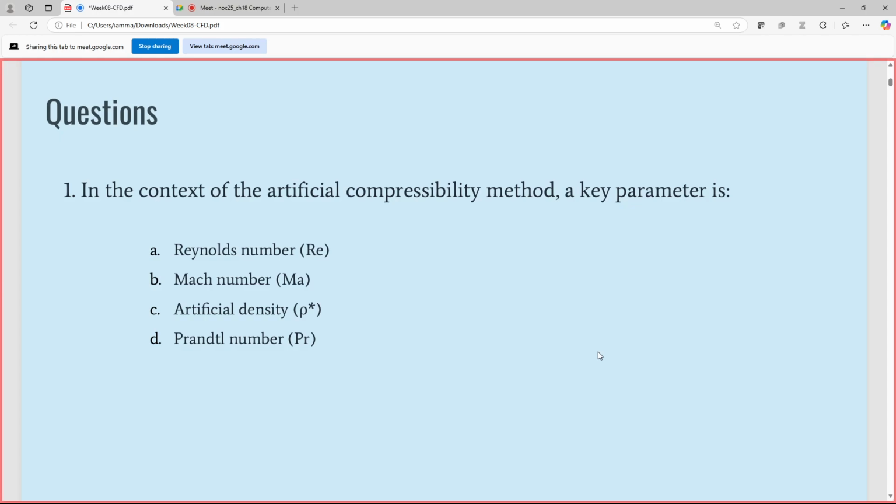So I'll be displaying some questions for you to revise and recollect the content of this week. And after some time, you can take some time to understand the question and kindly inbox your answers.